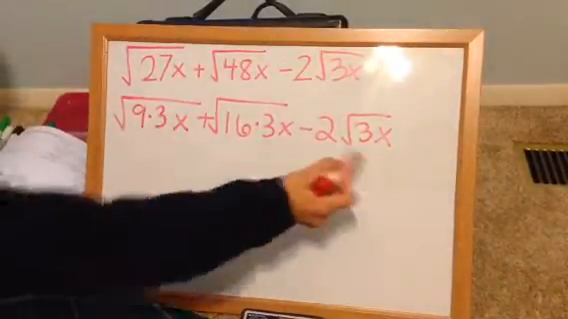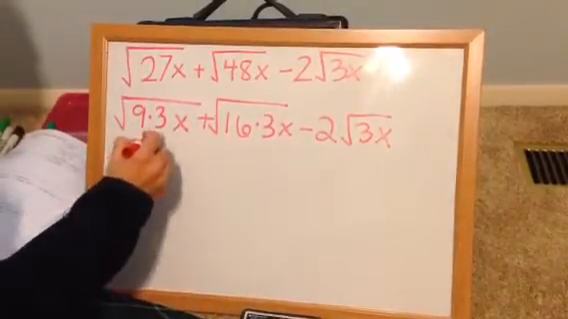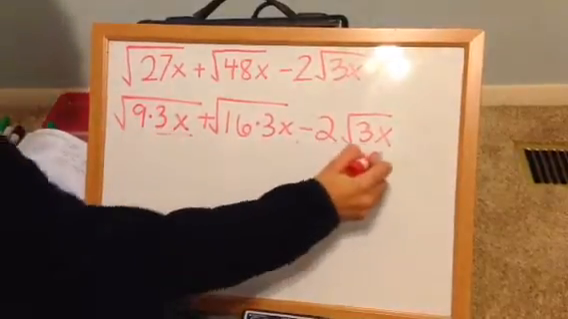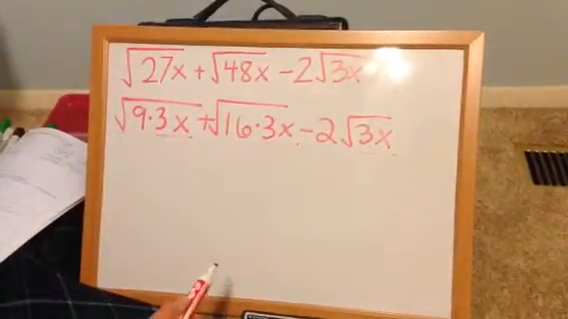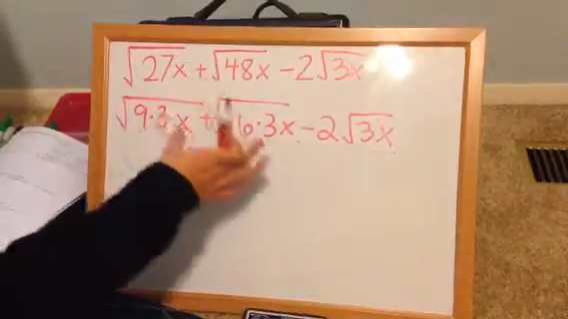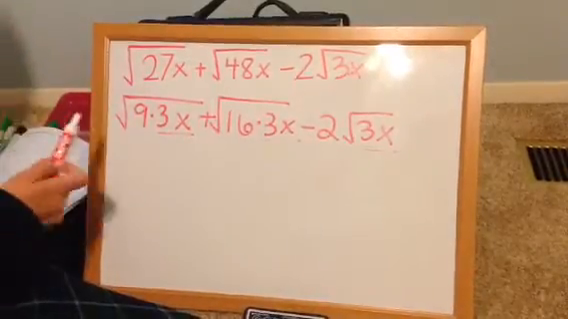So we can already see this is coming together nicely because I found out that I have a 3x, 3x, and 3x underneath each of my radicals. So these are going to be able to be combined nicely once I pull out my perfect squares. So let's go ahead and do that.